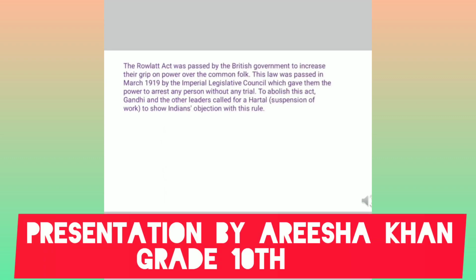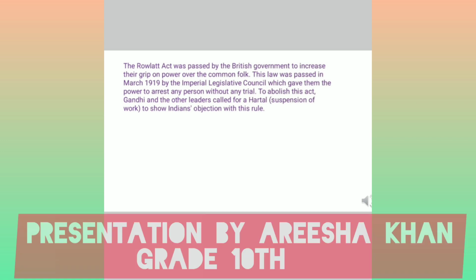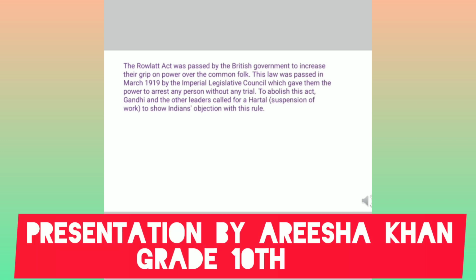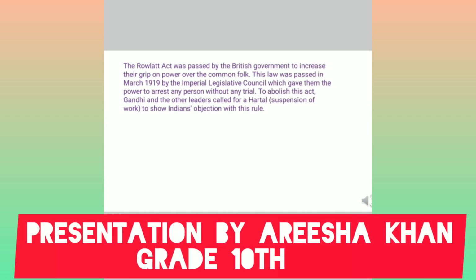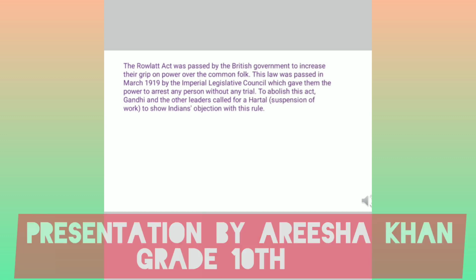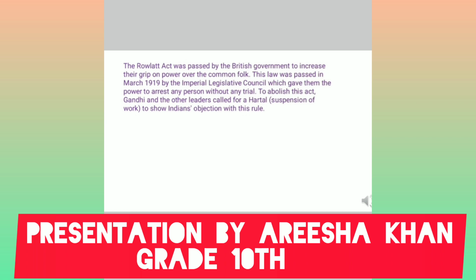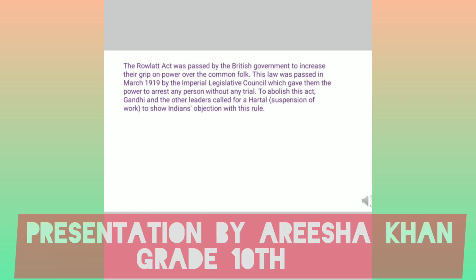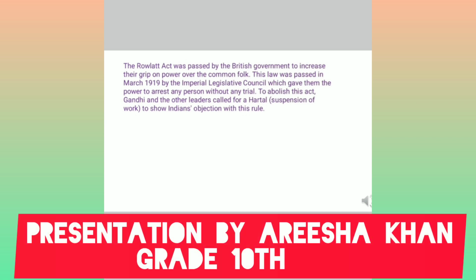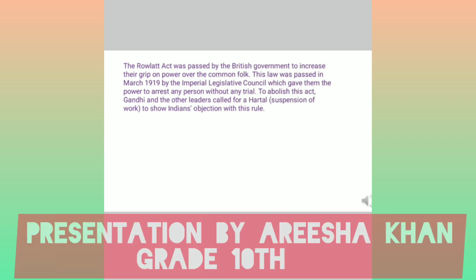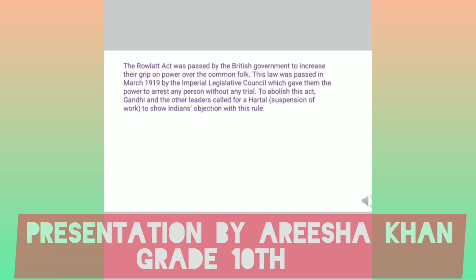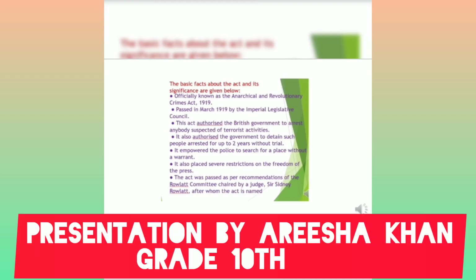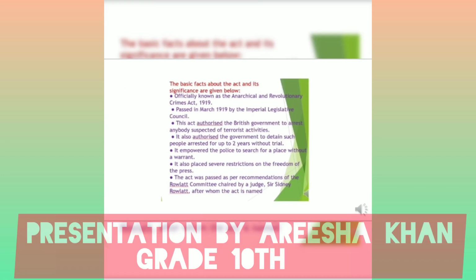The Rowlatt Act was passed by the British government to increase their grip on power over the common folk. This act was passed in March 1919 by the Imperial Legislative Council, which gave them the power to arrest any person without any kind of trial. And to abolish this act, Gandhiji and other leaders called for a hartal to show Indians' objection with this rule. Here are some basic facts about this act.